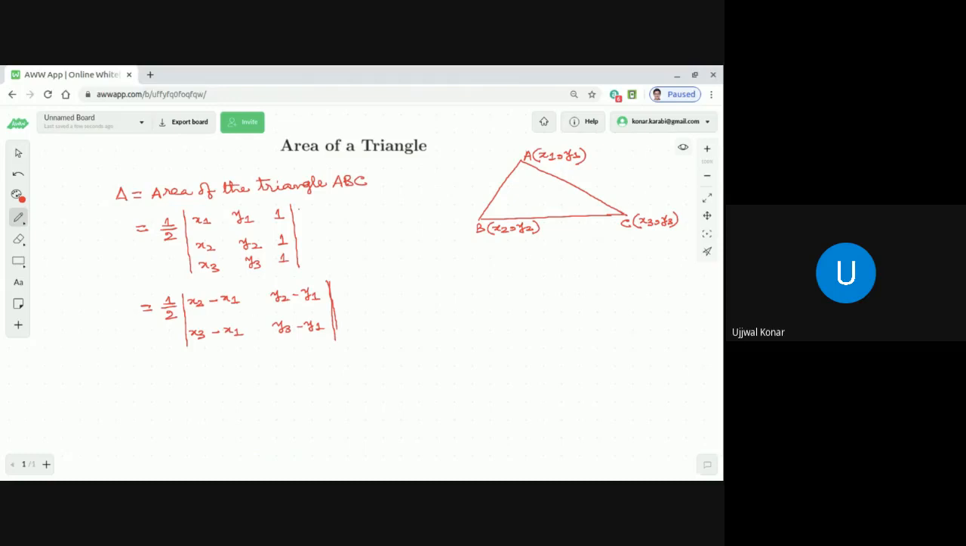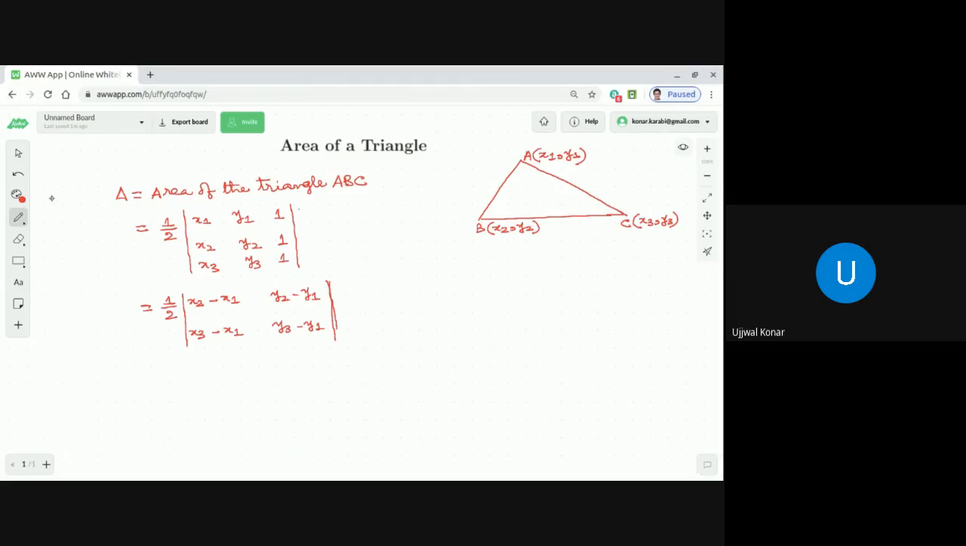Now, as I said a few minutes back, once you know the coordinates of the 3 points of a triangle, you can find the lengths and apply Heron's formula, that is square root of s into s minus a into s minus b into s minus c, where s is the semi-perimeter of the triangle and a, b, c are the lengths of the 3 sides of the triangle. You can find it out, but that will take longer than finding the value of this determinant.